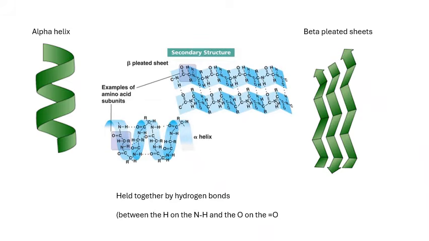Alpha helix and beta pleated sheets. So the alpha helix is, well, a helix is like a spiral. Okay, beta pleated sheets, pleated like the pleats on a skirt, like if you get a strip of paper and you fold it and you pull it apart and it's got a zigzaggy shape. So alpha helix, beta pleated sheets, and what holds them together, what keeps their shape, are hydrogen bonds again. Okay, and the hydrogen bonds are between the H on the NH and the O on the double bonded oxygen.